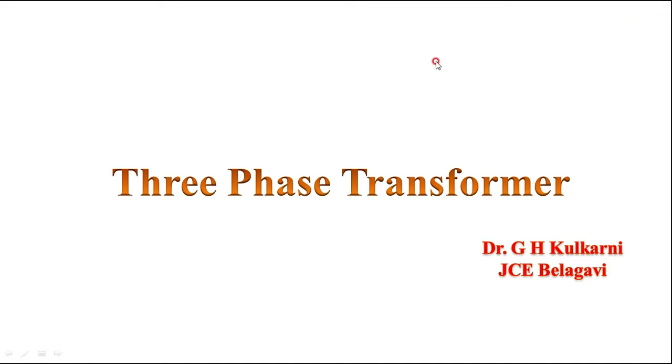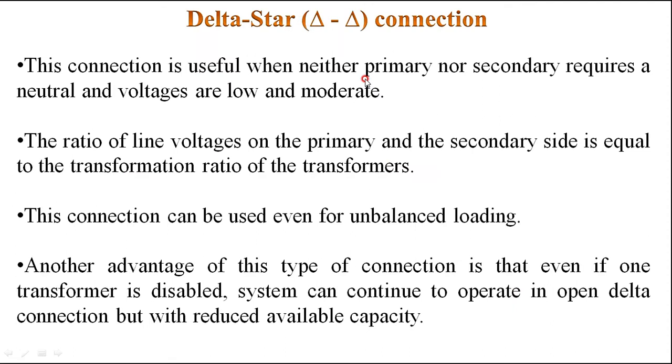In this session, we'll study the delta-delta connection. This connection is useful when neither primary nor secondary requires a neutral and the voltages are low to moderate. Because there is no star point in a delta-delta connection, you won't get a neutral on either the primary side or the secondary side. In such applications, you use a delta-delta connection, with voltages in the low to moderate range.